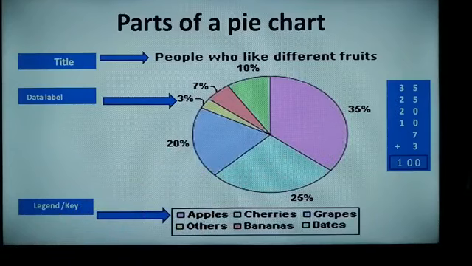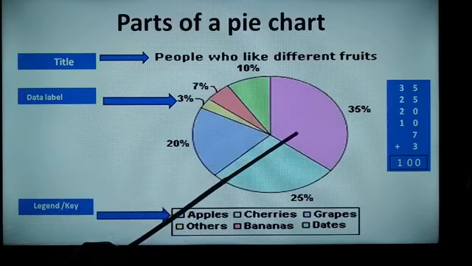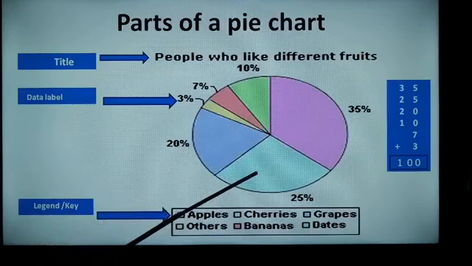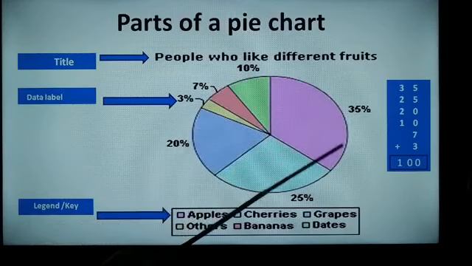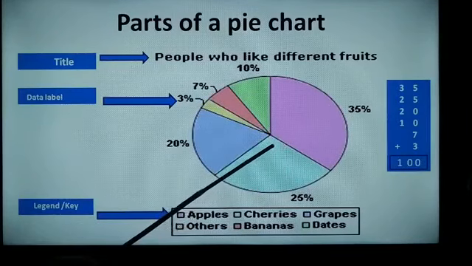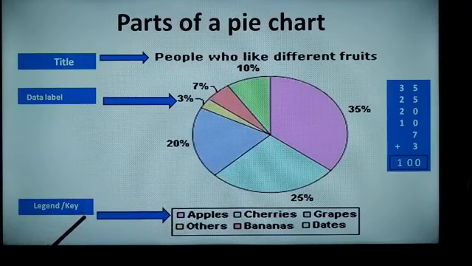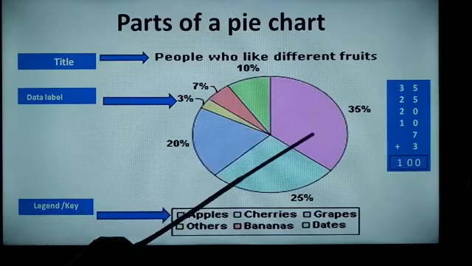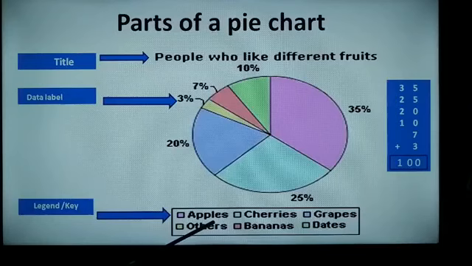The third part of a pie chart is a legend or key. If only this much is given, you cannot find out what this color means. Different colors are given there. Because the numerical values are different, the slices are different and the colors are also different. But how will we find out? With the help of this key. You can easily find out this color is for apple, for cherry, for grapes, like that the color is mentioned here. So with the help of this key, we can read the pie chart easily.